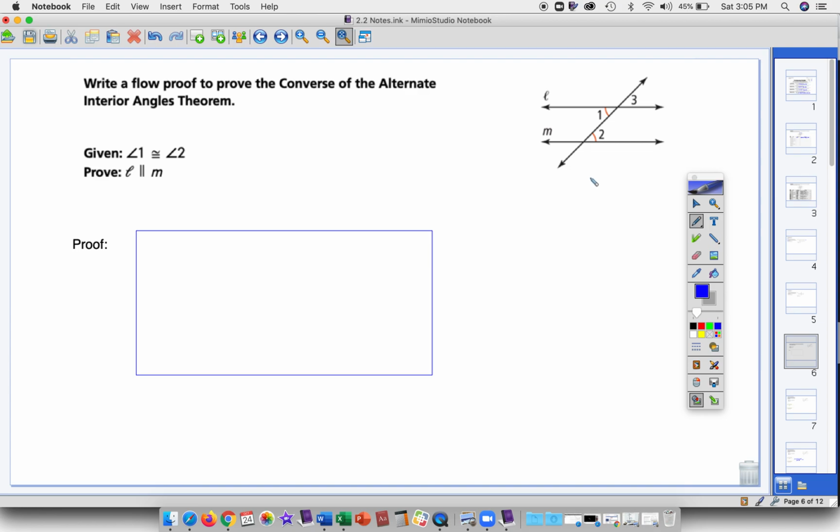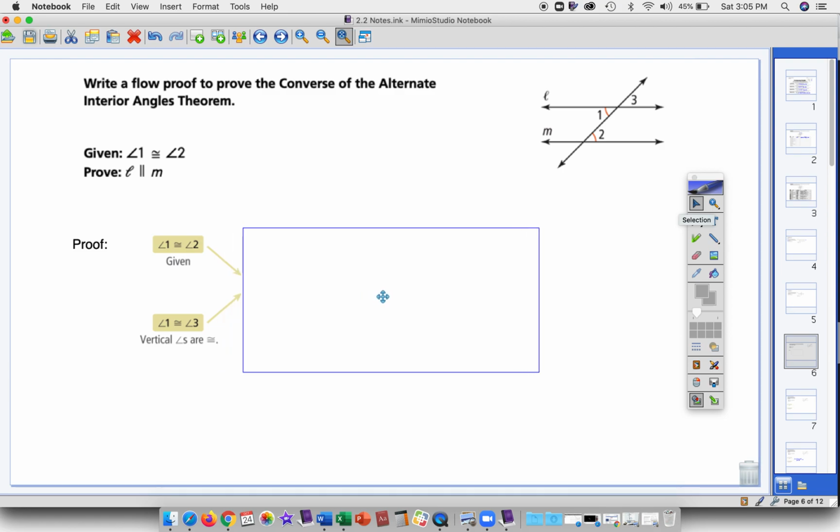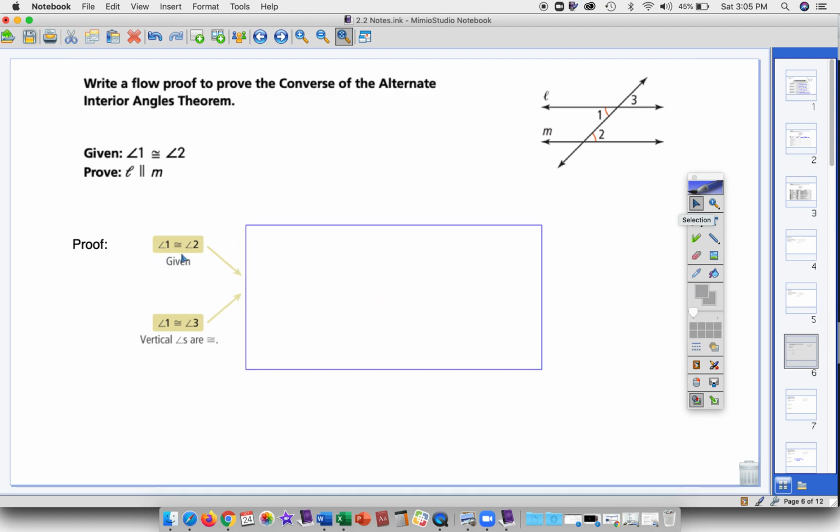Take a look at the diagram. If you're thinking vertical angles, that's a good start, and that is how we're going to start. So here's what the flow proof looks like. We're going to start off with the given. We put it usually in a box. And under the box, we put the reason. So we know 1 is congruent to 2 from the given. And then we're using vertical angles to say 1 is congruent to 3.